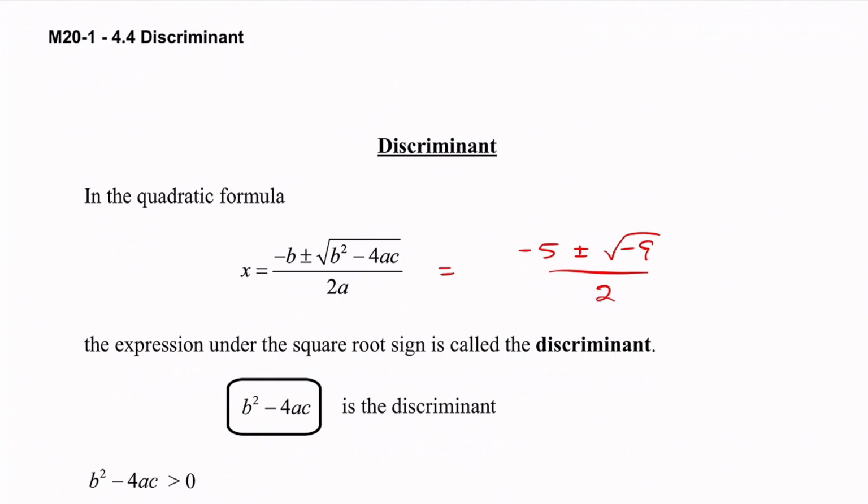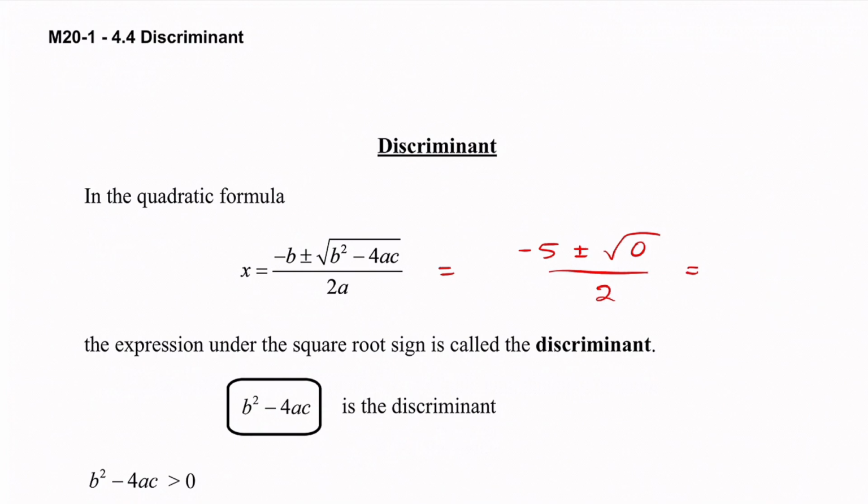Now if I were to replace that -9 with, say, a 0, the square root of 0 is just 0. And so you're going to get -5 plus or minus 0, which won't add anything, and then divided by 2. So I end up just getting one answer out of this.